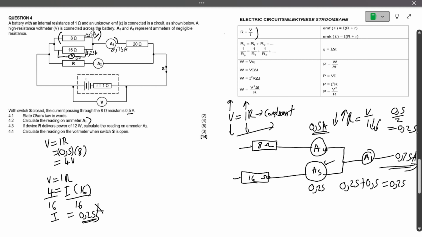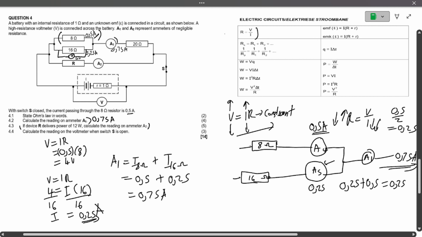And then how do we get A1? A1 equals I of 8 ohms plus I of what? 16 ohms. For I of 8 ohms, or current of the 8 ohm resistor, it is what? 0.5, plus the current of the 16 ohms, which is 0.25. And then we get how much? We get 0.75 amperes, which is the current that we got here. So yeah, 0.75. Now let's go to the second one. Here the answer we got was 0.75 amperes. So let me just clear my space so that we can work.